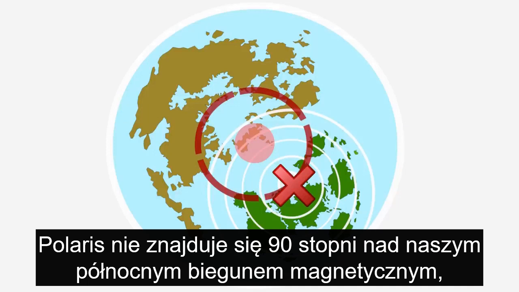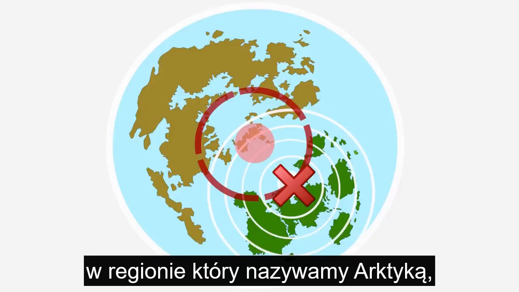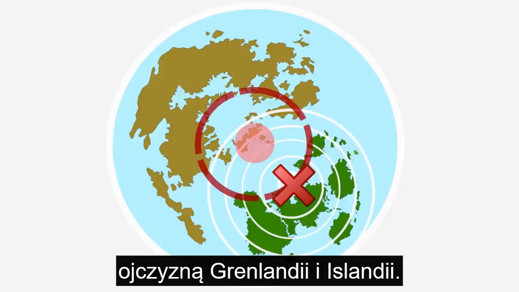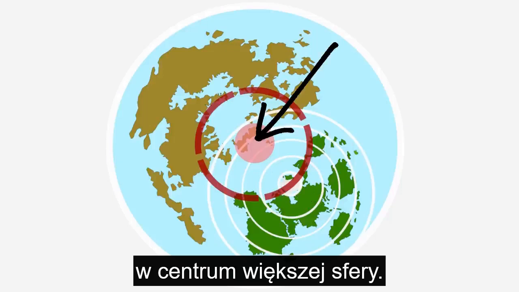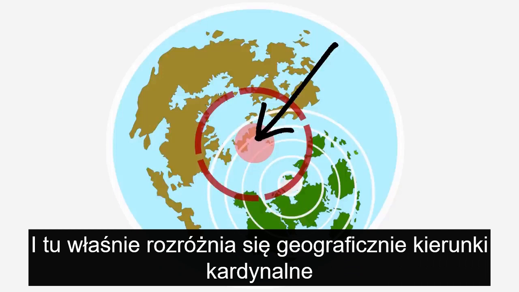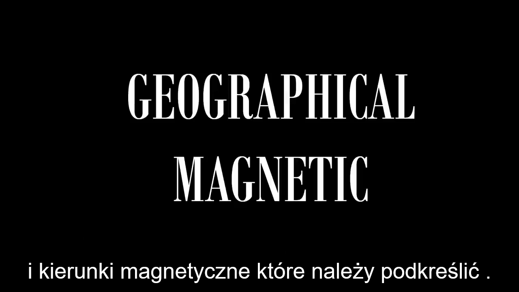Polaris is not situated 90 degrees above our North Magnetic Pole, in the region we call the Arctic, home to Greenland and Iceland. Polaris rests above the vortex at the center of the greater realm. And this is where the distinction between geographic cardinal directions and magnetic directions needs to be emphasized.